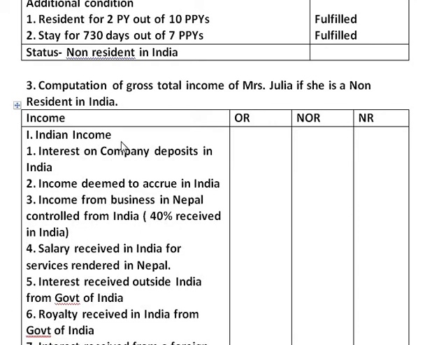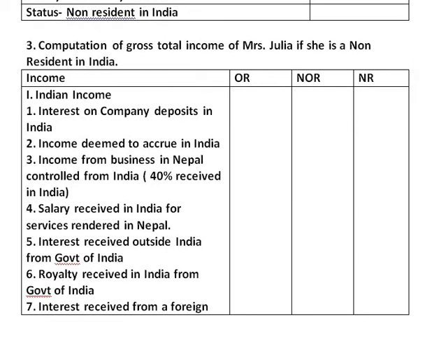Let us check out all the Indian incomes that are given in the sum. First information that is provided to us is interest on company deposits in India. Interest on company deposits in India is 70,000 rupees. So write down 70,000 rupees in all the columns as it is Indian income and it is taken in all the 3 columns, that is to all the residential status, ordinary, not ordinary as well as non-resident.